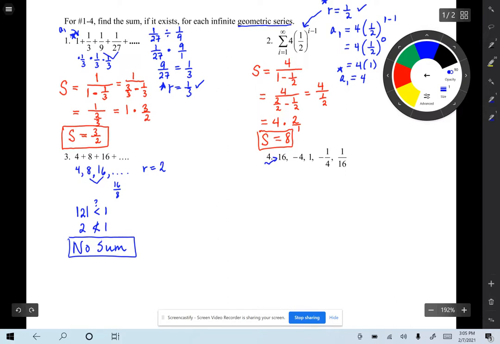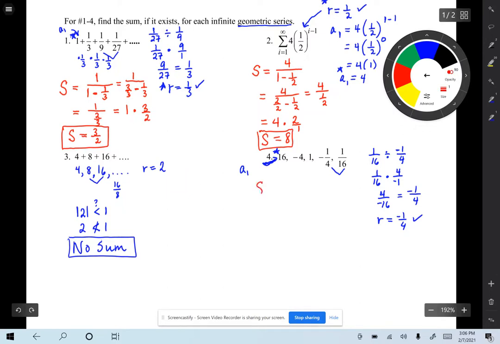Our first term is 16. So this is our first term. Need to figure out what R is. So take 1/16 divided by -1/4. That would be 1/16 times 4 over -1, which is 4 over -16, which is -1/4. I always put my negative in the numerator just because I like to. And the absolute value of -1/4 is 1/4, which is less than 1. So that works just fine.